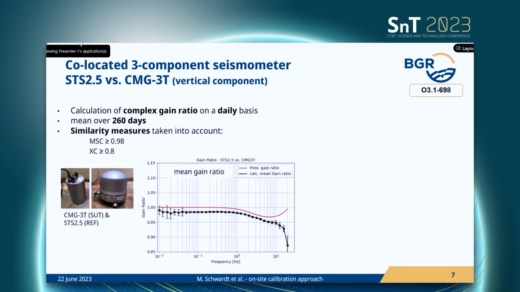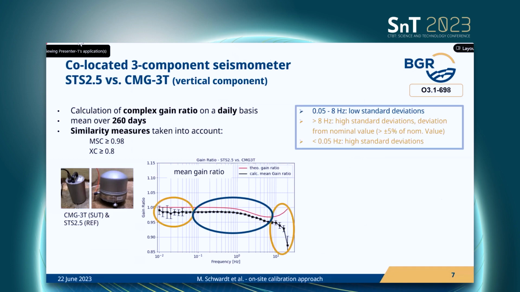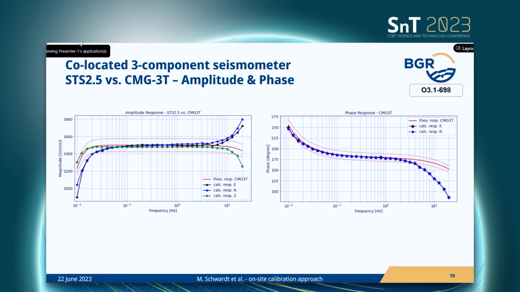After all 260 days, I was able to calculate a mean gain ratio, in this case for the amplitude, and from that we can see that we have low standard deviations in the mid-frequency band and high standard deviations on both sides, which we still have to take a closer look at. From that we could estimate an amplitude response. But we not only used the vertical component, we also looked at both horizontal components and at the phase as well.